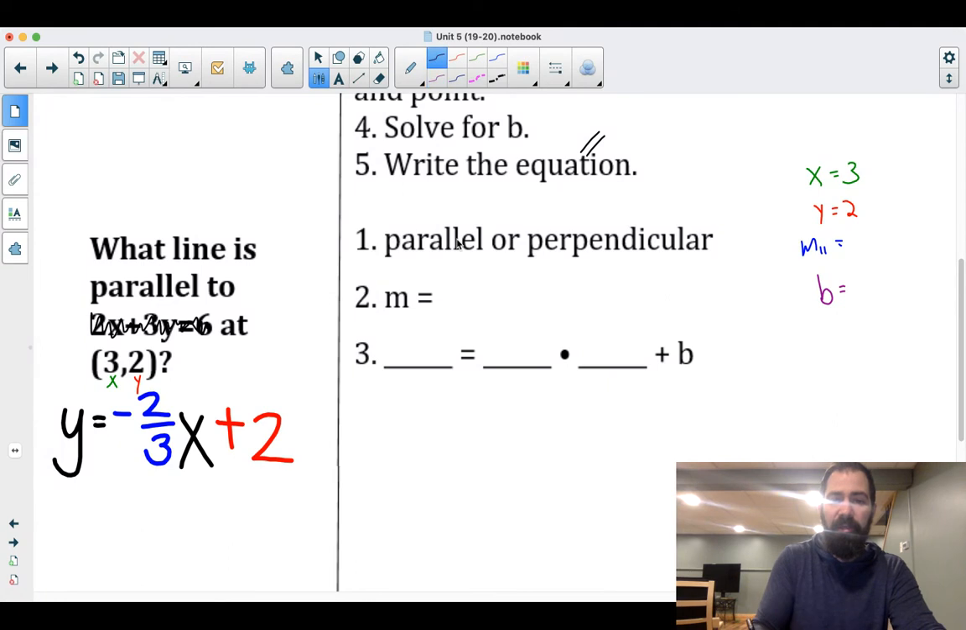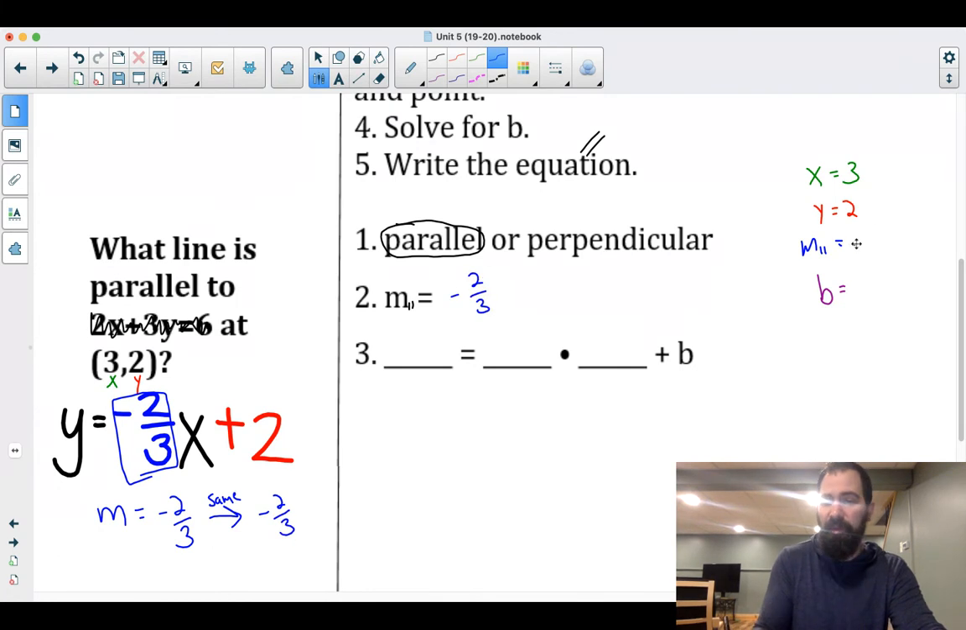Okay, so step one, we identify, is it parallel or perpendicular? And in our case here, we're always going to be working with parallel today. So that means we need to find our parallel slope. If I look at my original equation, y equals negative 2/3 x plus 2, our slope is the number in front of the x, so negative 2/3. And if parallel slopes are the same, our parallel slope should also be negative 2/3. Doesn't change. Same slope. Parallel slopes are the same.